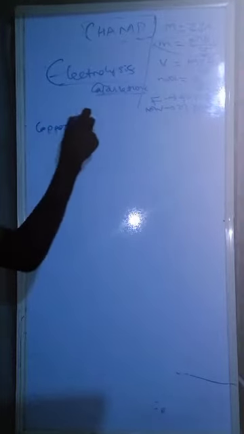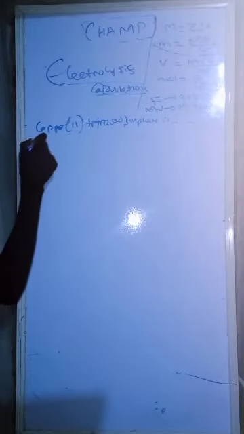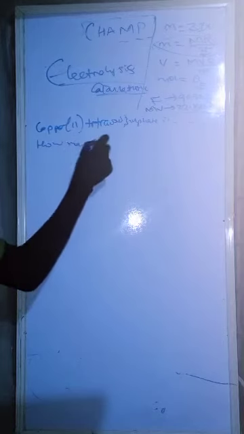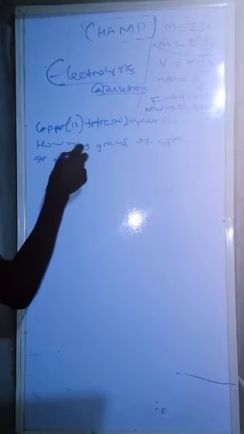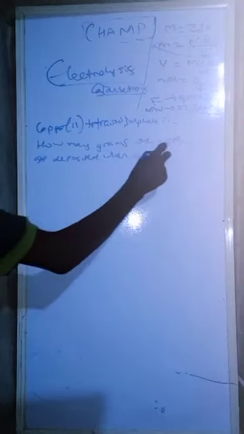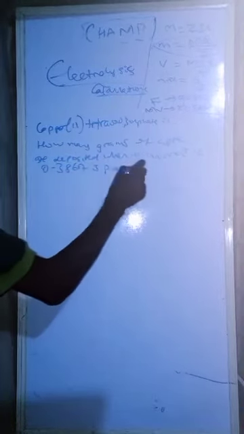So they said copper(II) tetraoxosulfate(VI) is electrolyzed using copper platinum electrodes. How many grams of copper are deposited when a current of 0.386 ampere is passed for 50 minutes? Then they gave you the molar mass and your F to be what? 96,500 coulombs. So yes, I'm sure you are trying it out now.